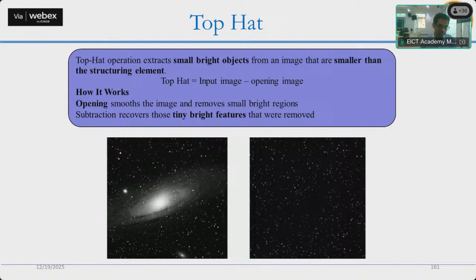So this top hat operation extracts very small bright objects from an image that are smaller than the structuring element. This is the top hat. What do you do? You do input image minus opening. Opening smooths the image and removes the small bright regions. So why are we doing the subtraction? Because it recovers those tiny bright features that were removed. That is about the top hat.